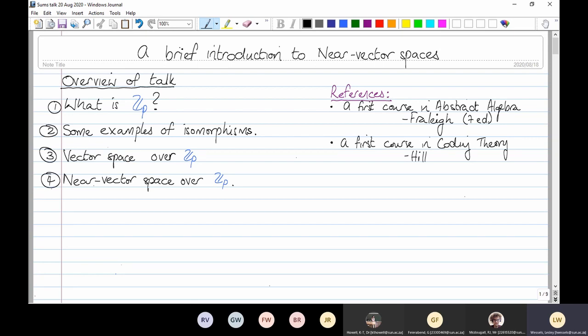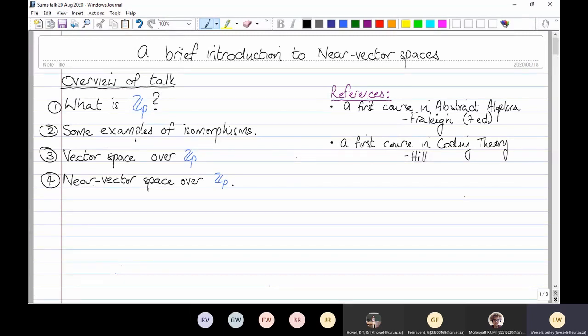The overview of the talk is basically I need to define what a field is. So hence the question, what is ZP? Because near vector spaces can be defined over a set of endomorphisms, but you can also define them over fields. So that's what I'm going to do, and specifically ZP.